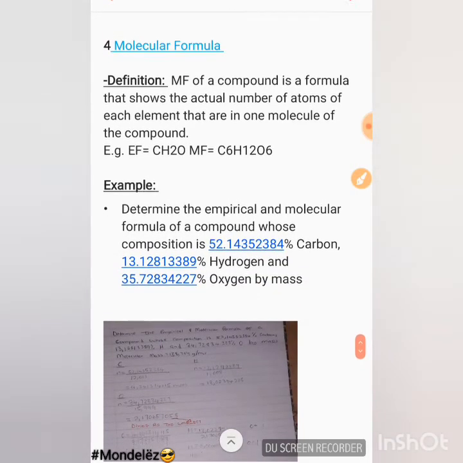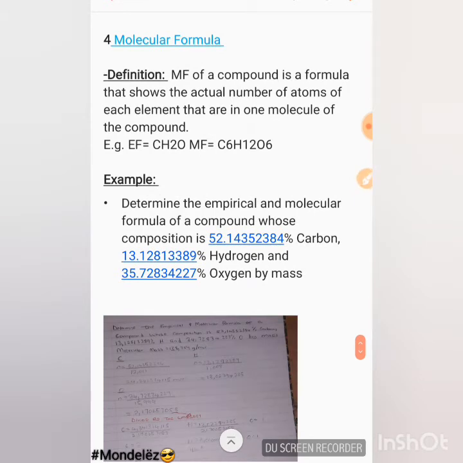And then the molecular formula. Please note the difference between the molecular formula and the empirical formula. The molecular formula is a formula that shows the actual number of atoms of each element that are in one molecule of the compound. It shows the actual number. Basically, the empirical formula is in the simplest form. You can see there is an example, and with the empirical formula, you get the simplest form of it.